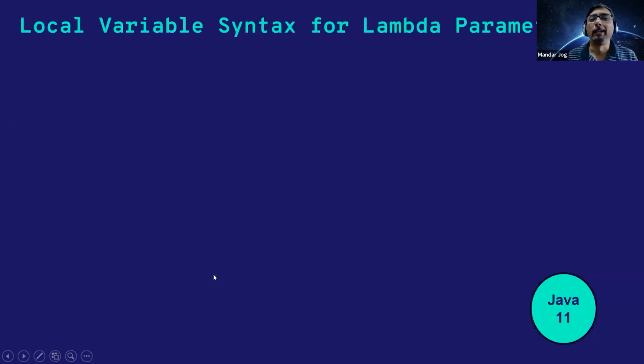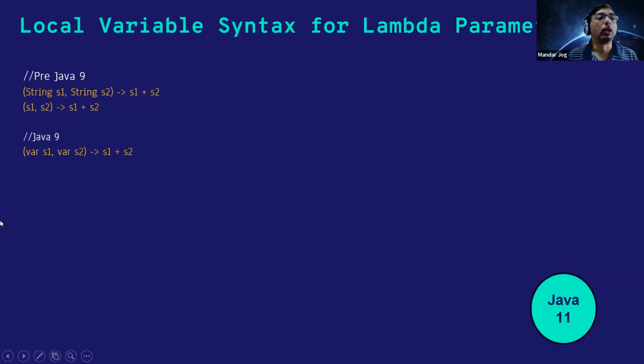Okay, the next thing is local variable syntax for lambda parameters, which was not given in the earlier version of local variable type inference. Now you can use string s1, string s2, and s1 plus s2. This was available not in Java 9, in fact Java 11. I need to change it. So this is Java 11 actually. I can do it like var and var.